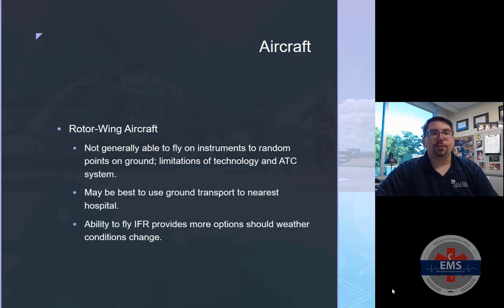Helicopters are not generally able to fly on instruments to random points on the ground, right? They have to have a fixed point that they can fly to, because there are limitations to the technology and to the way the computer system works within a helicopter. The best thing you can do, if you're not able to get transport, or they're delayed, or there's a weather issue, is to consider ground transport.